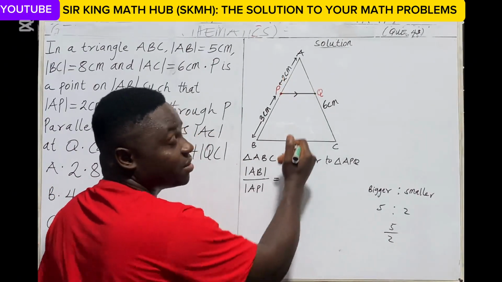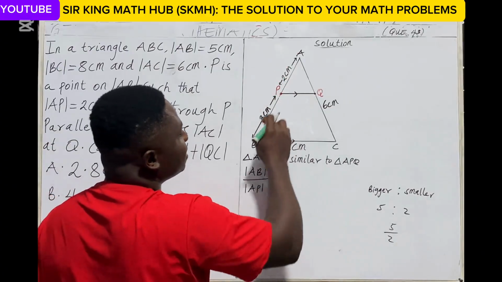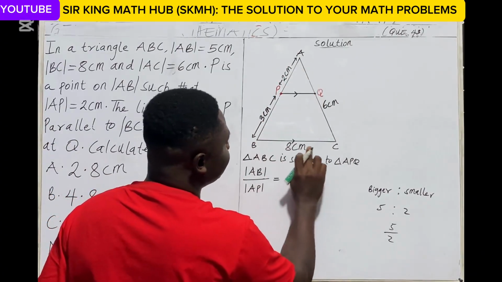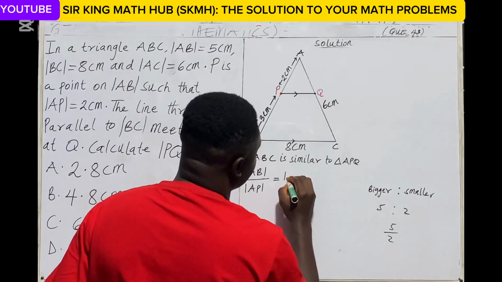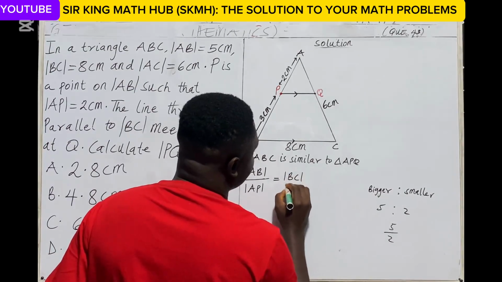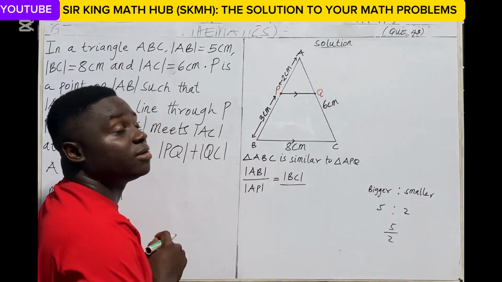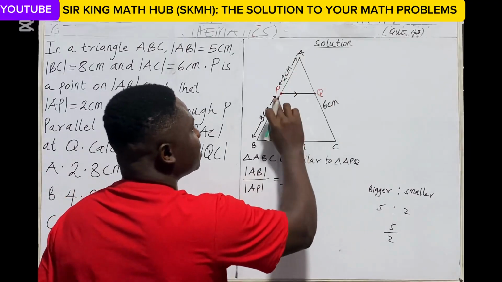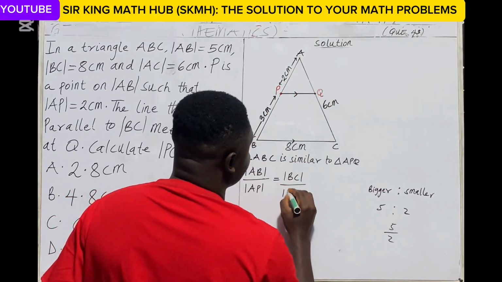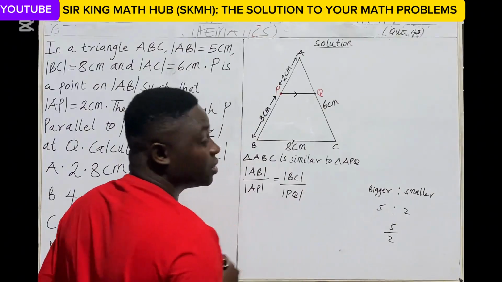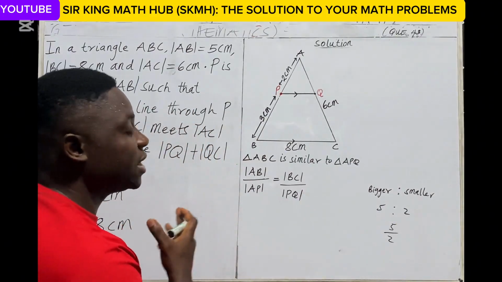This time we are looking at the base. So what is the base of the bigger triangle? The base of the bigger triangle is line BC. And then the base of the smaller triangle is line PQ. So these two ratios must be equal. So now let's do the substitution.